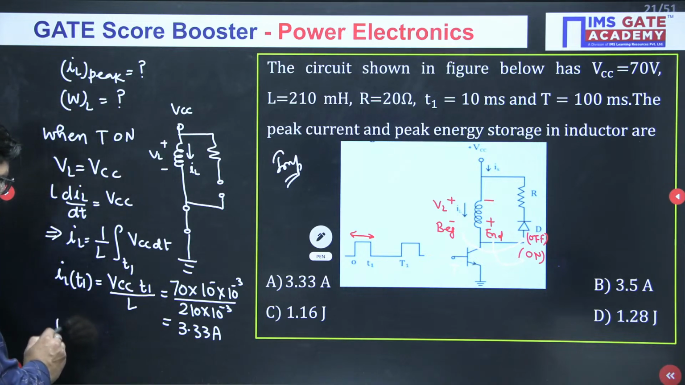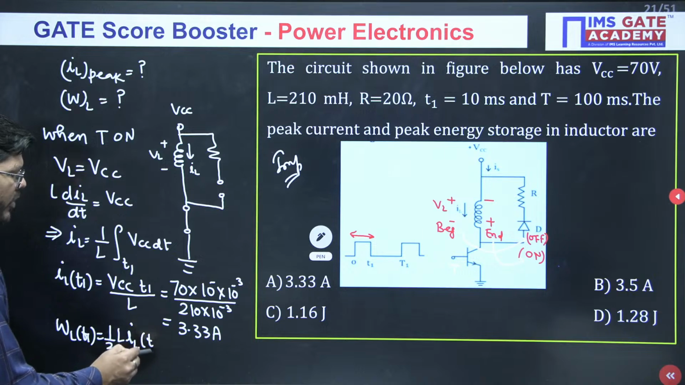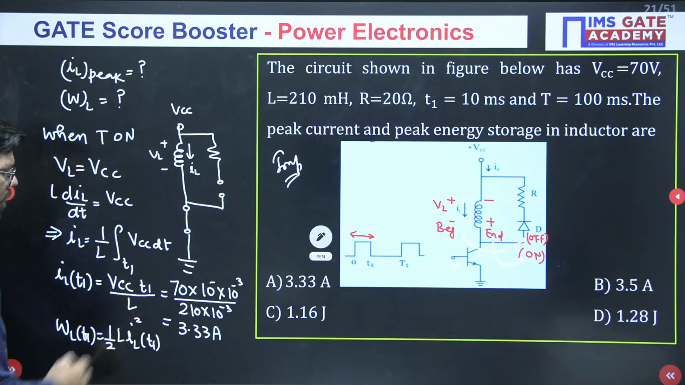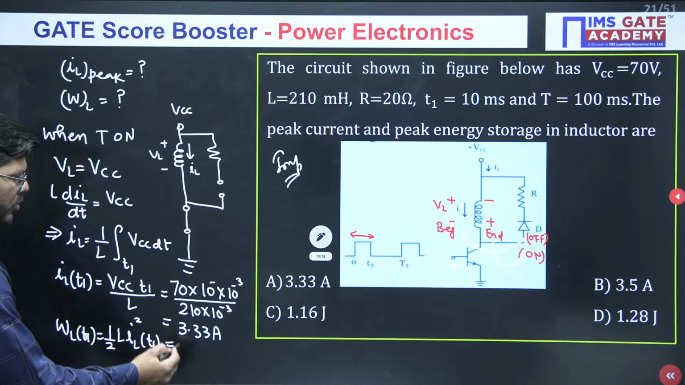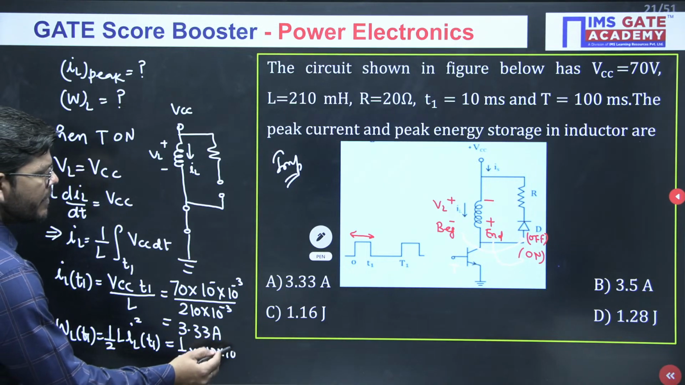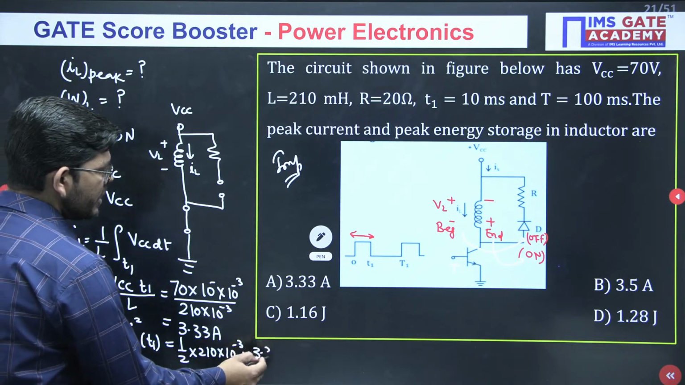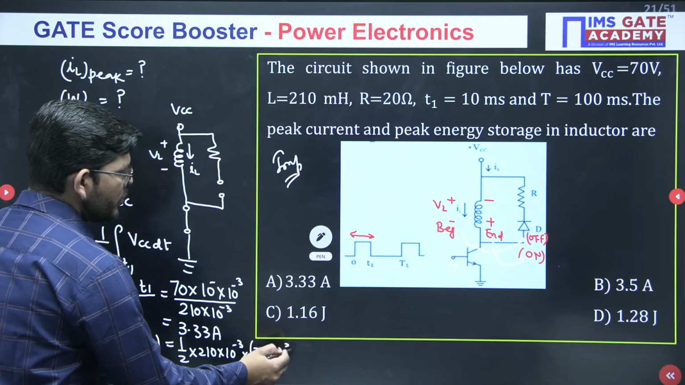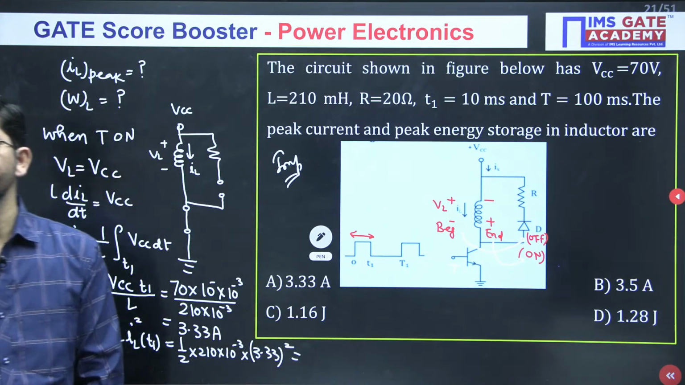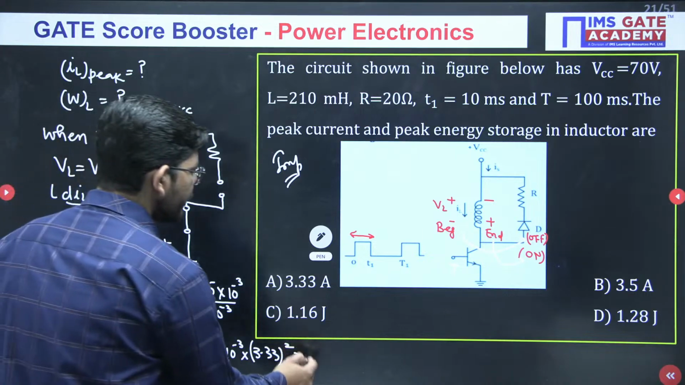Okay. Similarly, if we want to calculate the energy at time T1, how will you calculate that? This will be equal to half L i squared. Whatever current you have calculated, square it and you will get this value. So half into what is L? 210 millihenry, into what is IL at T1? 3.33 squared. When you do this, you will get an answer of 1.16 joule.